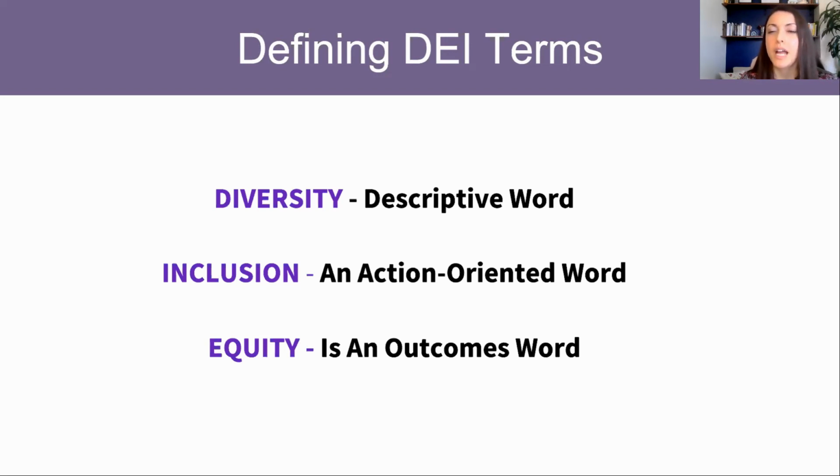Equity is an outcomes word, meaning that as a result of a specific action that you're taking, you're supporting equity. There's a little bit of a nuance there. Some of us will use equity and inclusion interchangeably, but you do want to think about how they're different, in the sense that equity is an outcome as a result of something that was done to support an equitable space for an individual.